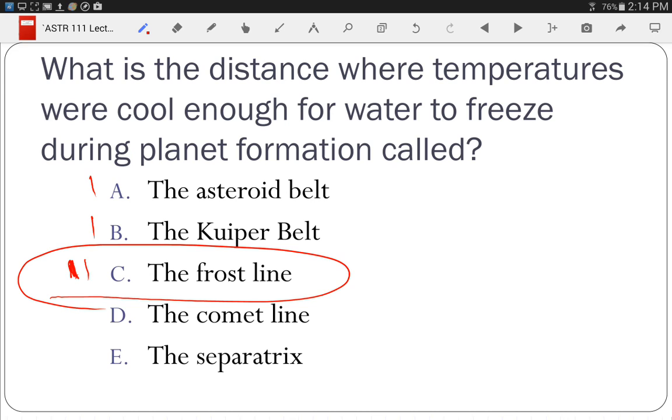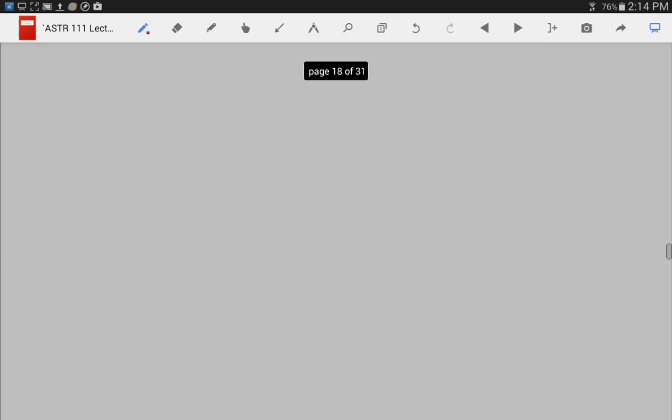Where's the Kuiper belt? The Kuiper belt is beyond Neptune. Pluto is actually part of the Kuiper belt, though I know Pluto technically crosses inside Neptune's orbit. The Oort cloud is even farther out. The comet line doesn't exist. The separatrix, in terms of astronomy, doesn't exist; it is a mathematical term. So anyway, all but two people got it right.